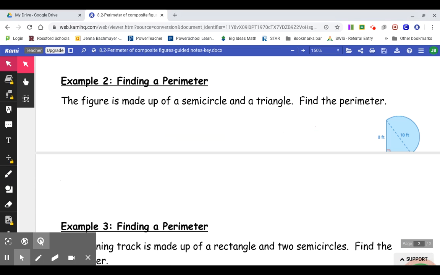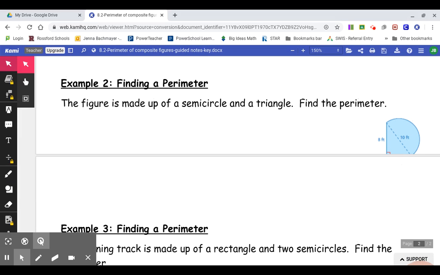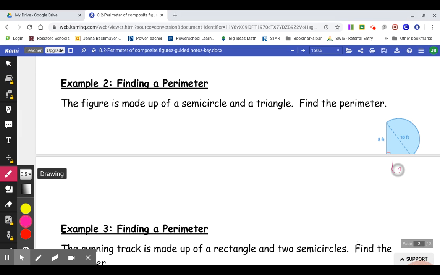All right, let's look at example 2. So we have a semicircle and a triangle over here. And actually in my picture, there's another number that's cut off. It should say 6 feet over here as the base of our triangle. So we have 6 feet down there. And we need to figure out the perimeter of this figure.